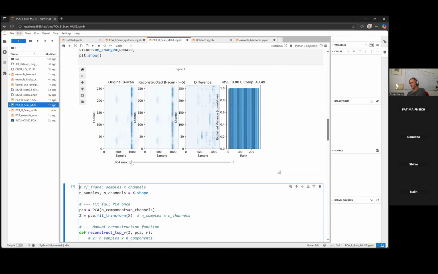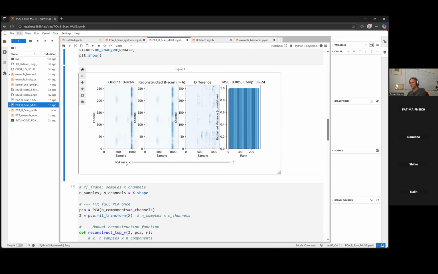And again, you can do basically the same game. So you can start with rank 1, and you see how for rank 1, it focuses only on the back wall because it's a rank 1 structure. It's constant over space basically, and you can do that nicely. You can see the acoustic shadowing of the flat bottom holes. It reproduces that, but the actual hyperbolas are not visible.